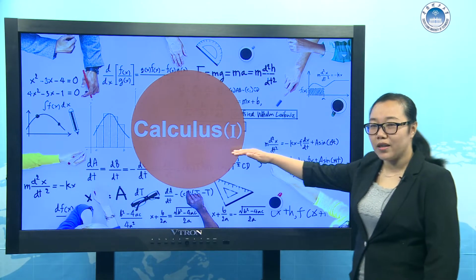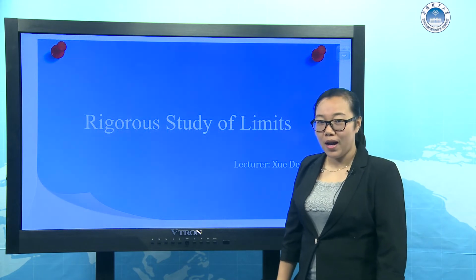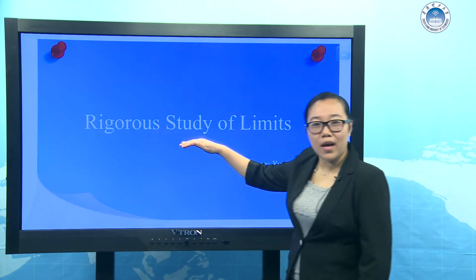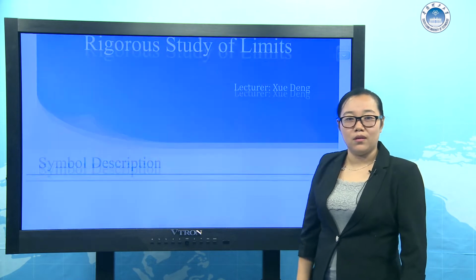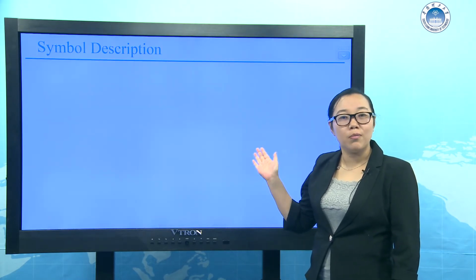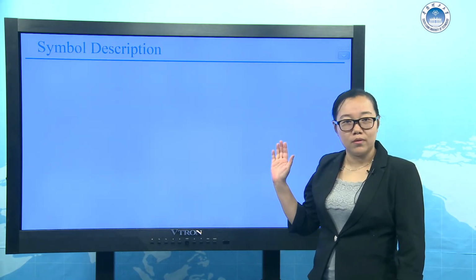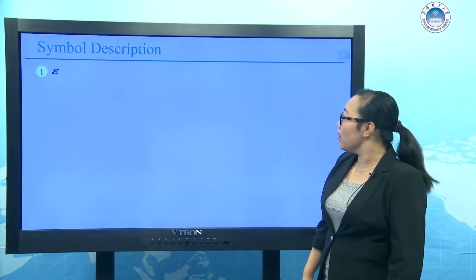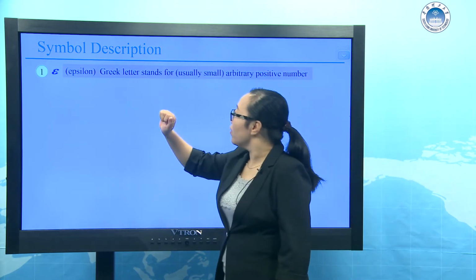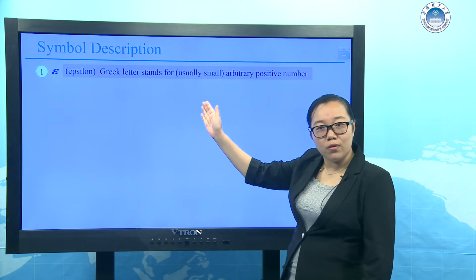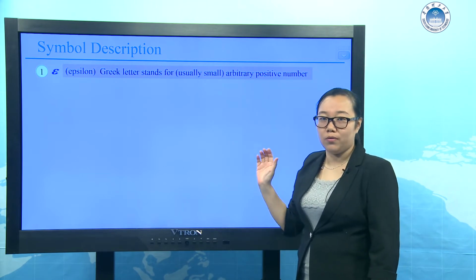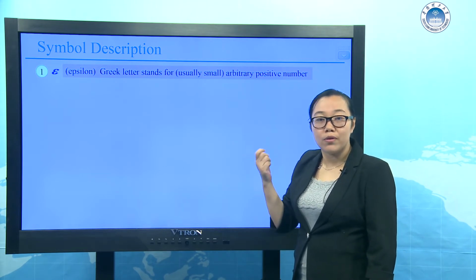Today we study Calculus 1. We study the rigorous study of limits. So now look at the simple description. The first, this means epsilon. The Greek letter epsilon stands for an arbitrary positive number, usually very small.